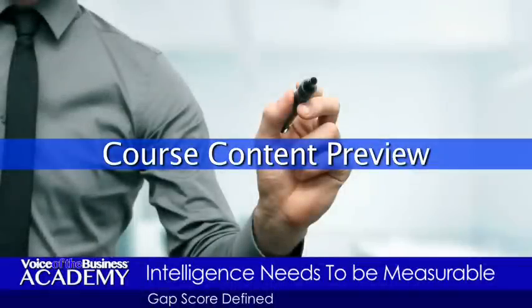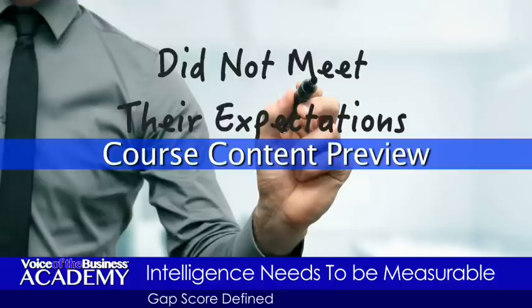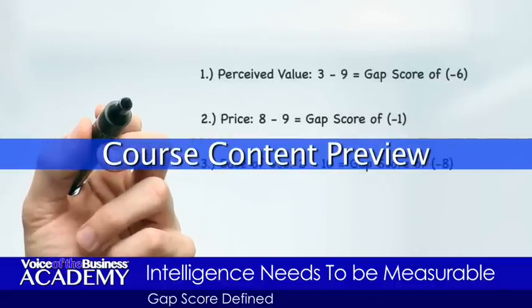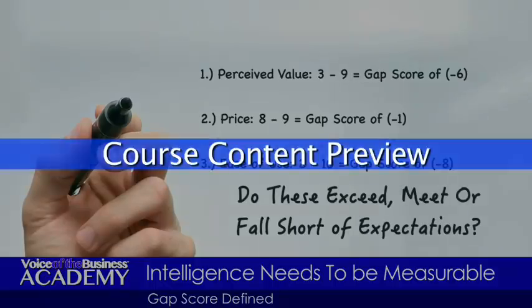A positive gap score means that you have exceeded their expectations, and a negative gap score means that you did not meet their expectations for that particular key indice. In our example earlier with all 3 key indice questions, this is what it would look like. By calculating this gap score, you can now very easily understand whether or not each key indice exceeds, meets, or falls short of their expectations.